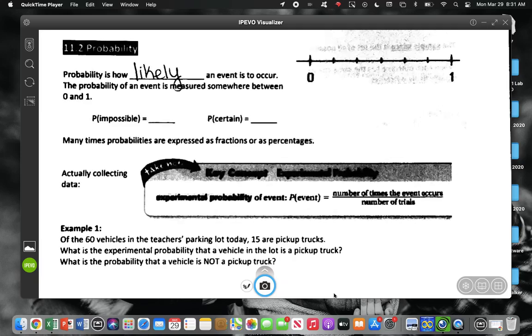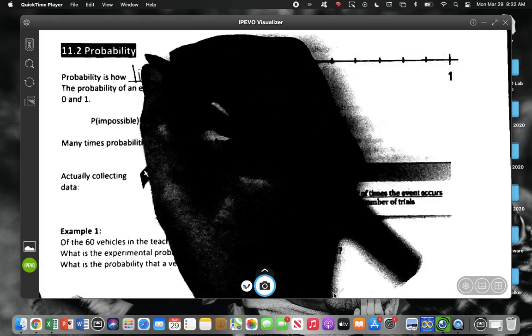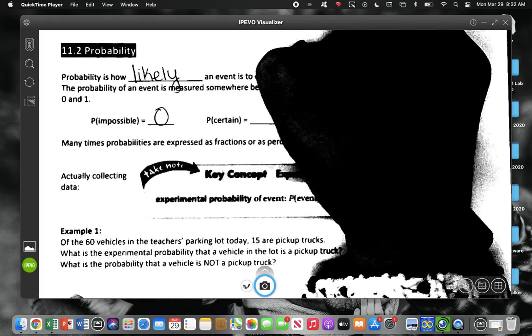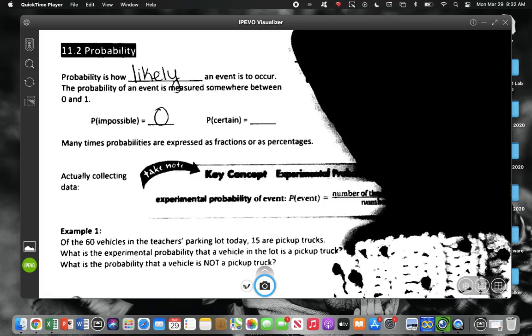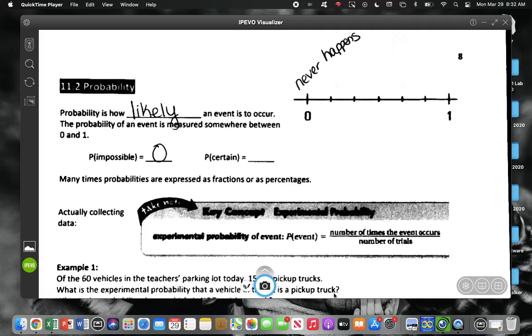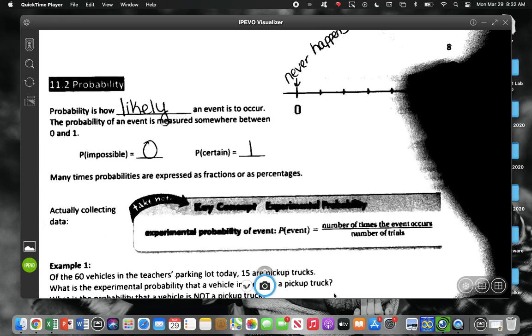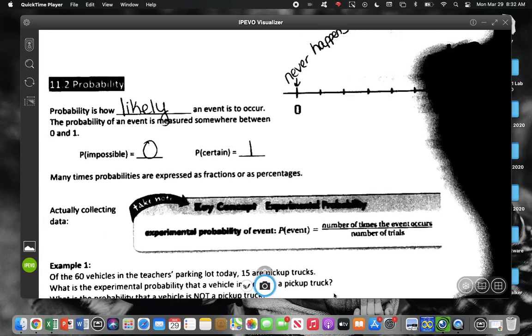So whenever you are talking about the probability of 0, do you think that that's the impossible or it's certain? If I tell you the probability is 0, do you think that event is impossible or it's certain? All right, impossible is 0. So this means that something never happens. If the probability of something is 0, that means it never happens. And if the probability is certain, or 1, that means it always happens.